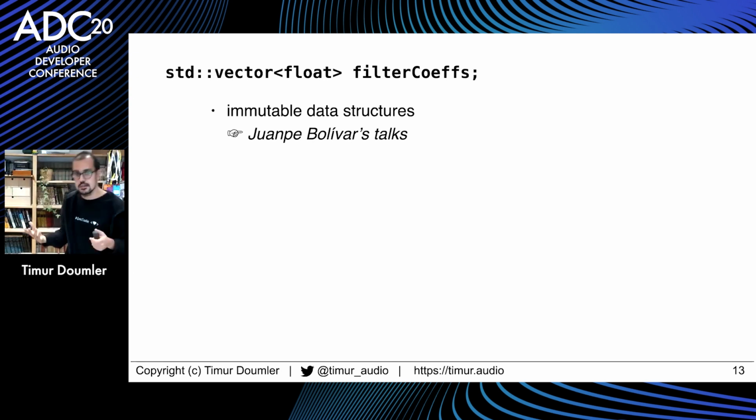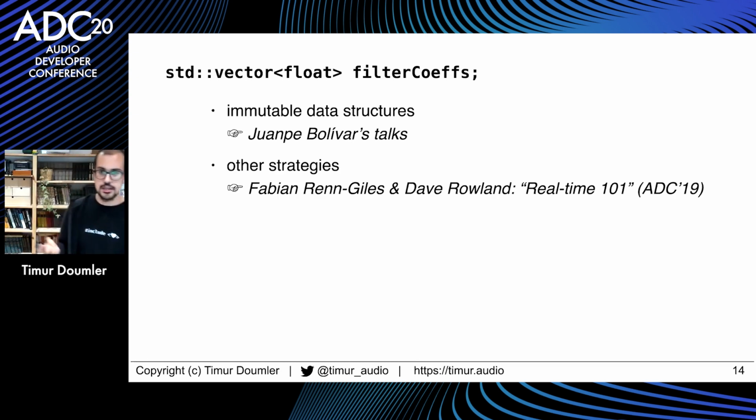So while the audio thread, for example, is seeing an old version of the vector or whatever it is, you have already generated a new one on the other thread, and then you just swap them. And next time around, the audio thread is going to see the new version, right? That is the proper way of doing this, in my opinion. And there are other strategies as well. There was another brilliant talk from last year's ADC from Fabian Renn-Giles and Dave Rowland about real-time 101, where they discuss other strategies as well.